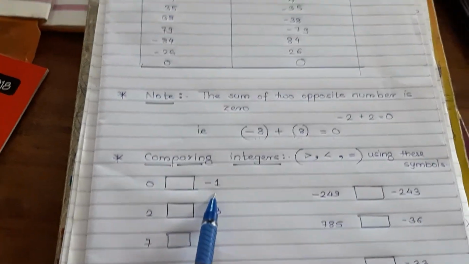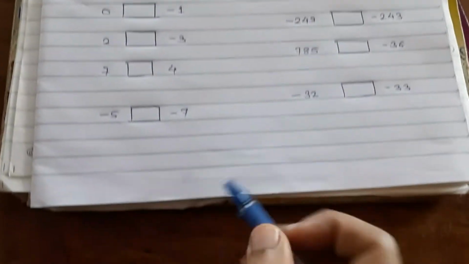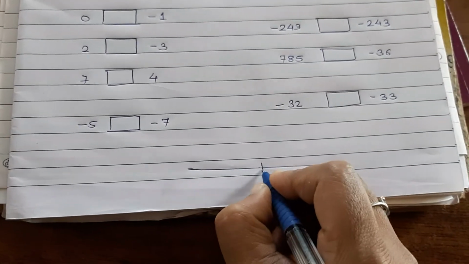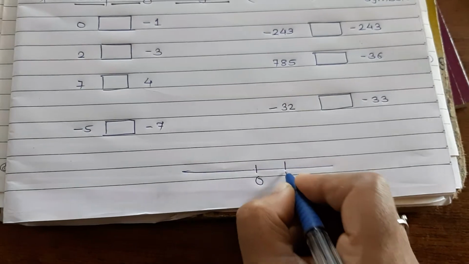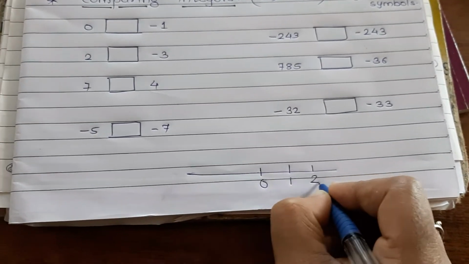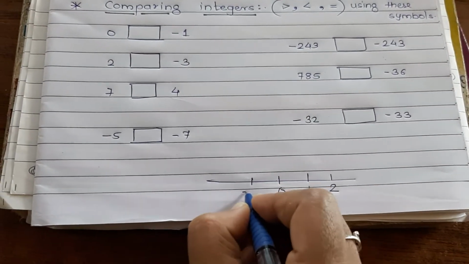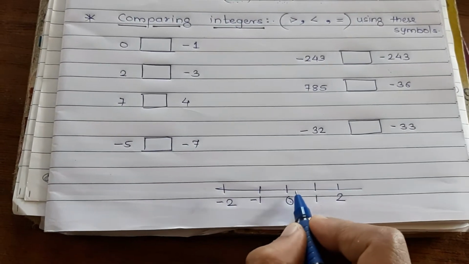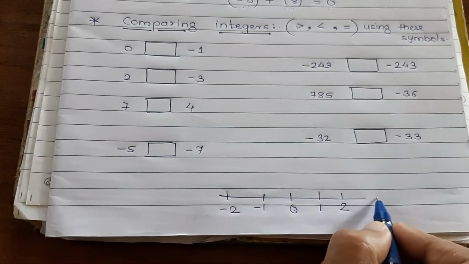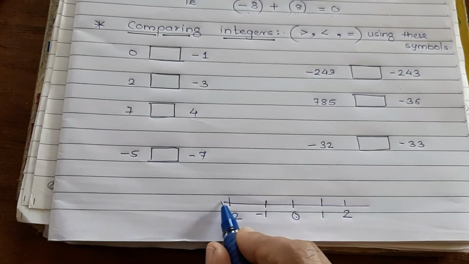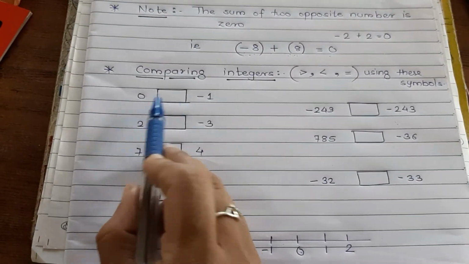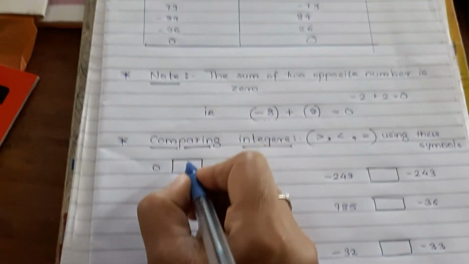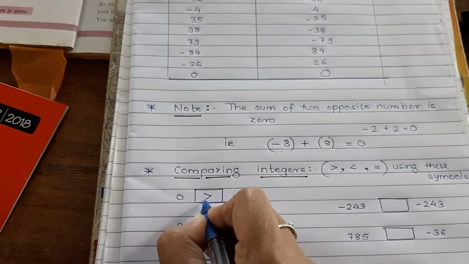If you see the scale, I will just show you. If this is the scale, this is 0, 1, 2. If you can see here, this is minus 1, minus 2. So from 0, these numbers go on increasing, and these numbers go on decreasing. So if you consider 0 and minus 1, 0 will always be greater. So you are going to write the greater than symbol over here.